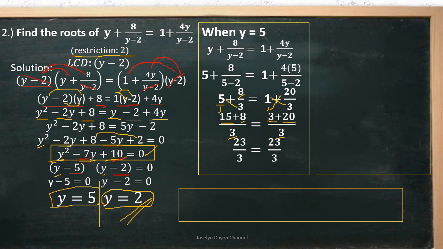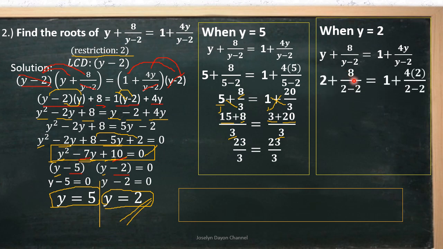But this time, I'll be showing you what will happen if we check when y is equal to 2. So when y is equal to 2, copy the original equation and then substitute y by 2. If you have observed, once we substitute, the denominator part will become 0. Remember that any number divided by 0 is undefined. So that is an undefined equation. That is why we cannot include the value 2 as a root or a solution. This is what we call an extraneous root.